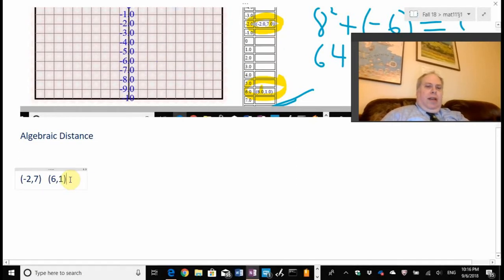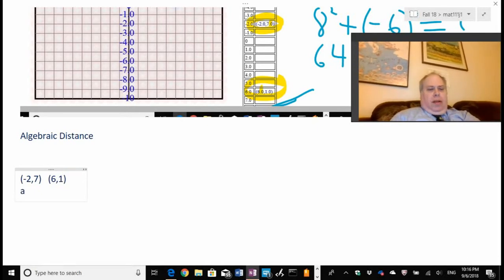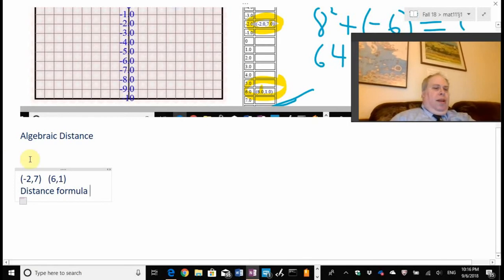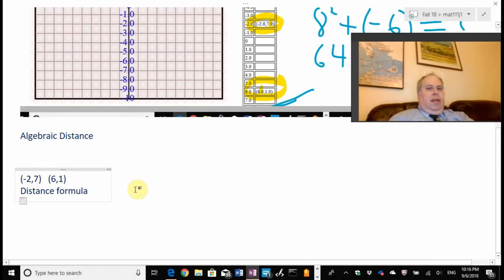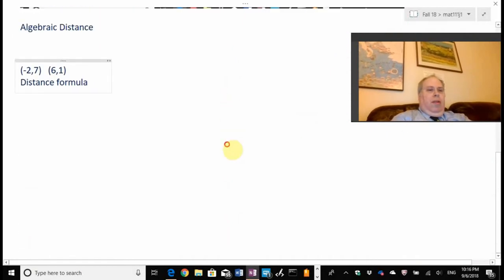Now, like I said, we want to do things not only graphically, but algebraically. That means using algebraic formulas. In this case, the distance formula. So I'm going to use the distance formula to find the distance from the same 2 points, -2, 7 and 6, 1. So this up here is doing it graphically. Now we're going to do it algebraically.